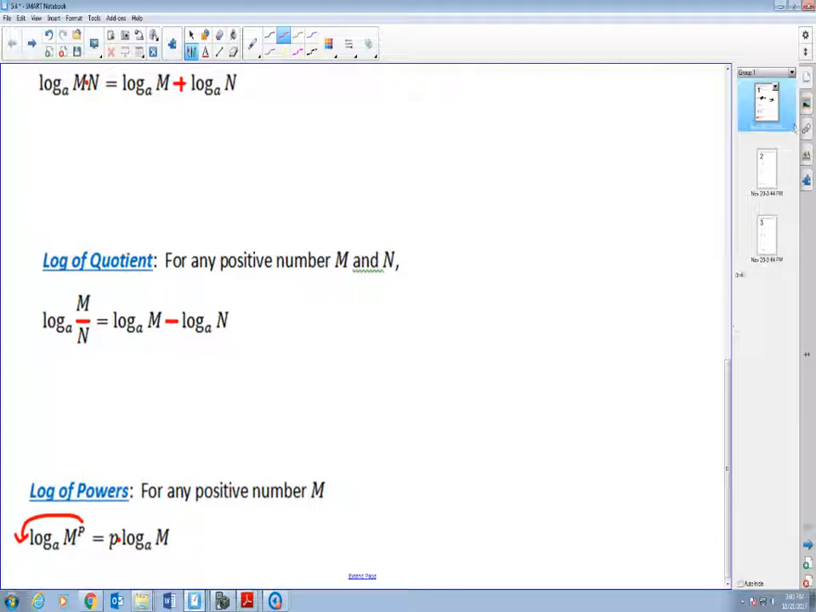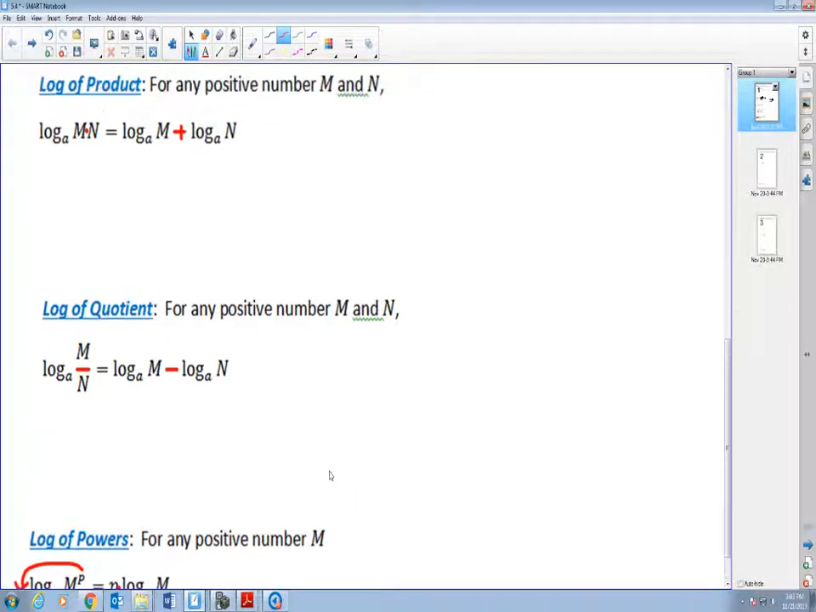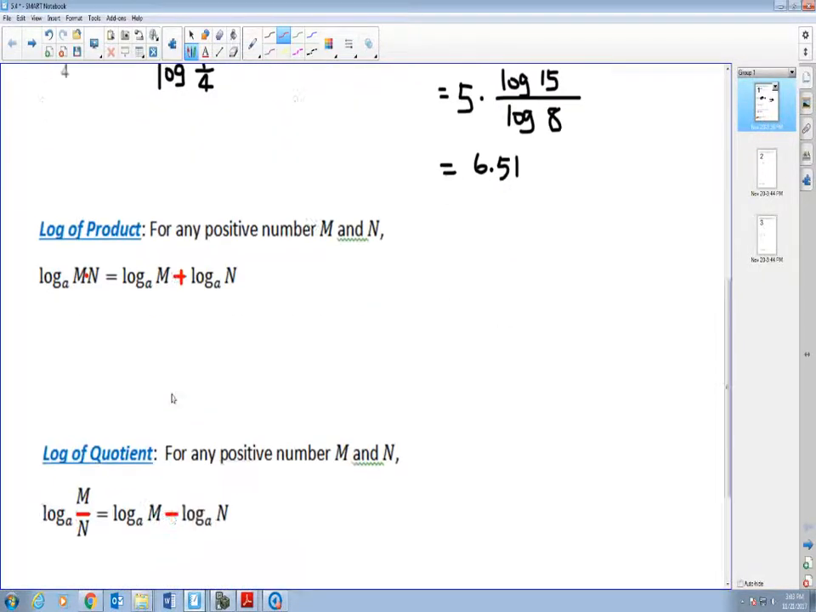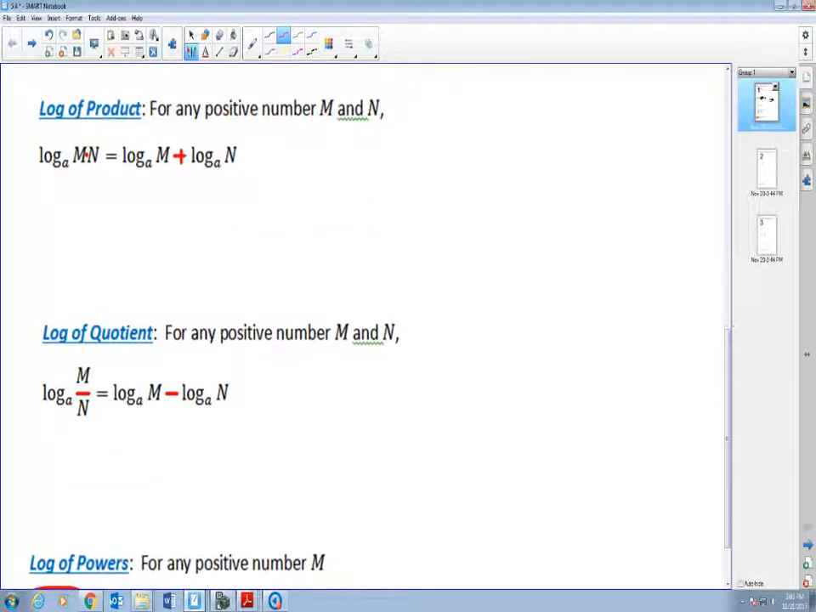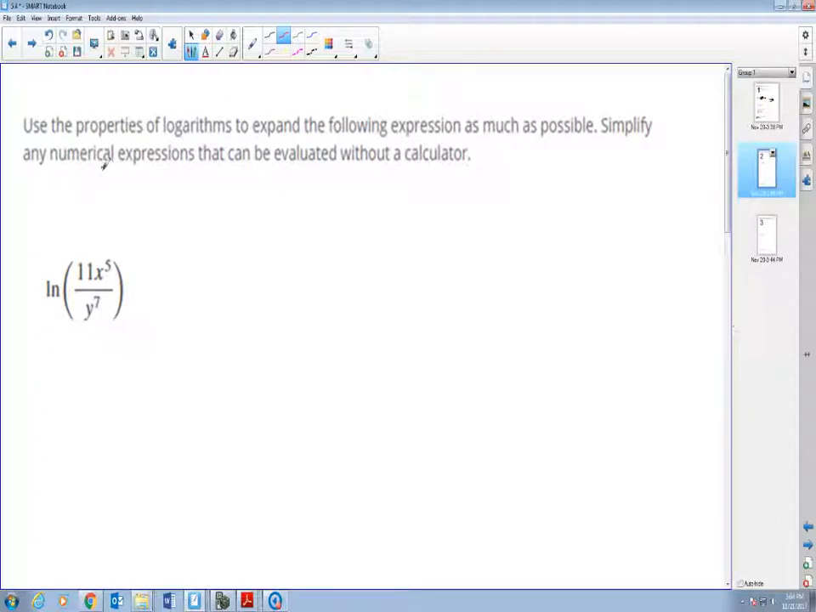Alright, so what I'm going to do is show you how to use these properties here: the log of product, log of quotient, and log of power. What we're going to do is take one term of logarithm and spread them out, split them out into multiple terms. So I'm going to expand the following expressions as much as possible.